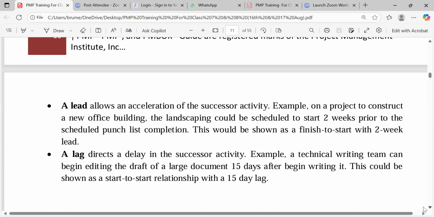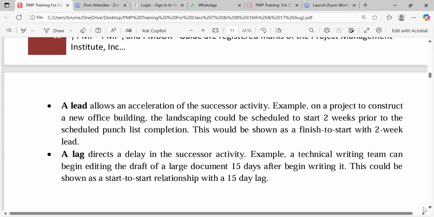So the lag now comes in here. It's like a delay in a successor activity. Example, a technical writing team can begin editing the draft of a large document 15 days after beginning writing it. This could be shown as a start-to-start relationship.